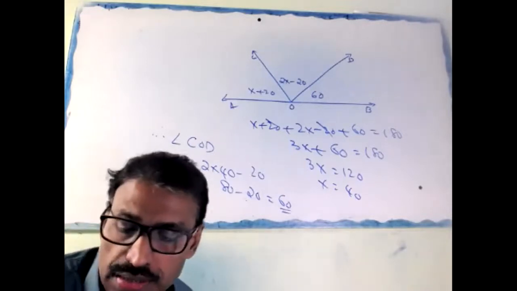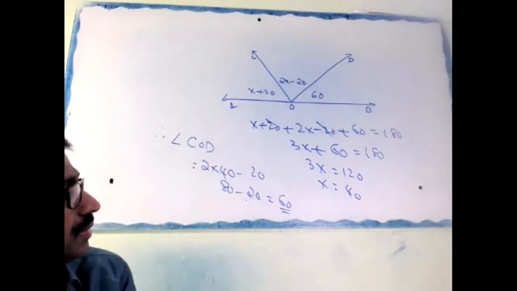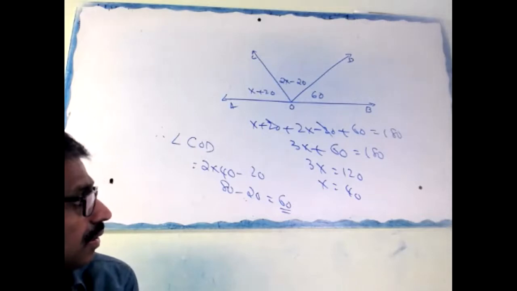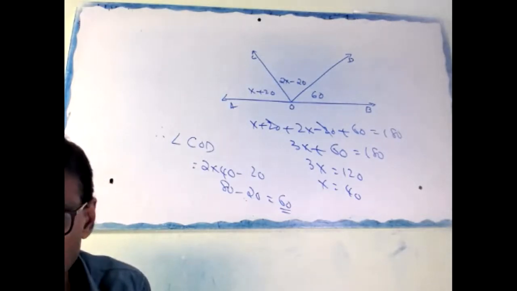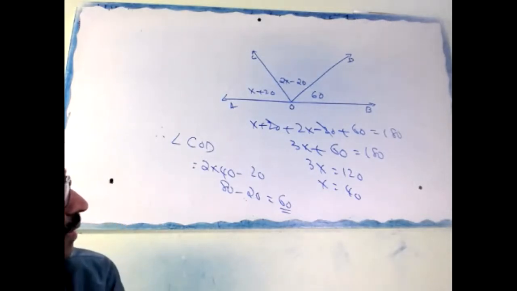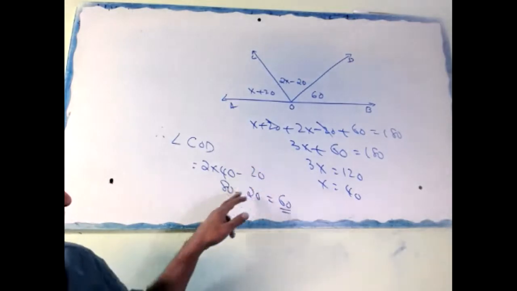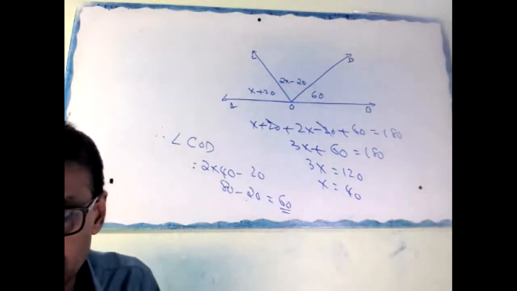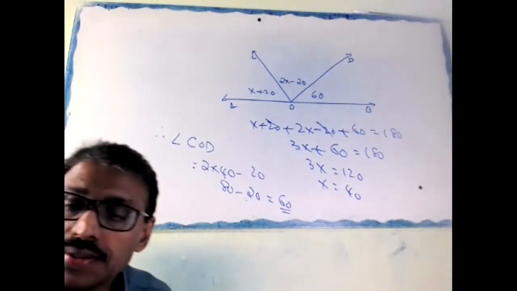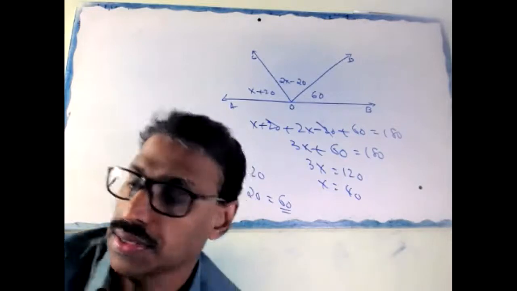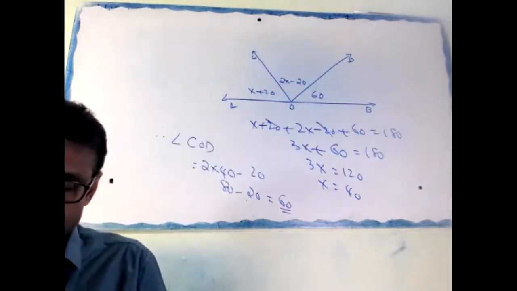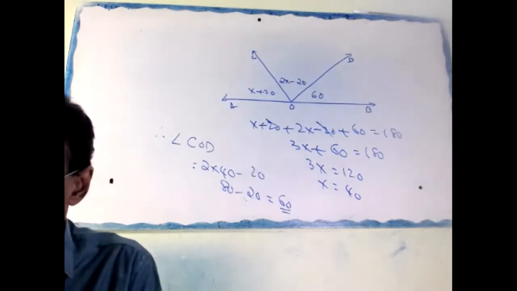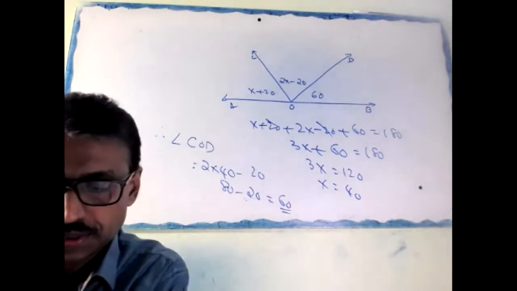Okay. It's finished now. So answer is what? Answer what? 40 degree. What is the answer? X equal to 40, right? X equal to 40. Yeah, 2 into 40 plus 20. How much? So answer is 60, right? Answer is 60. Okay, next question.